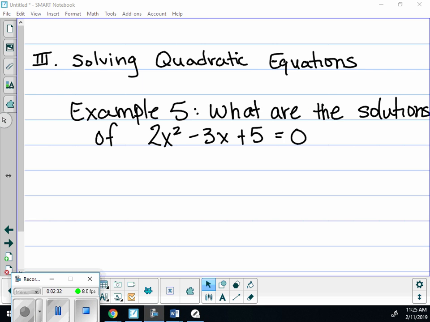So how does this whole idea of imaginary numbers affect us when we are trying to do what we've been working on all chapters, solving quadratic equations? So we're going to look at an example. What are the solutions of 2x squared minus 3x plus 5 equal to 0?